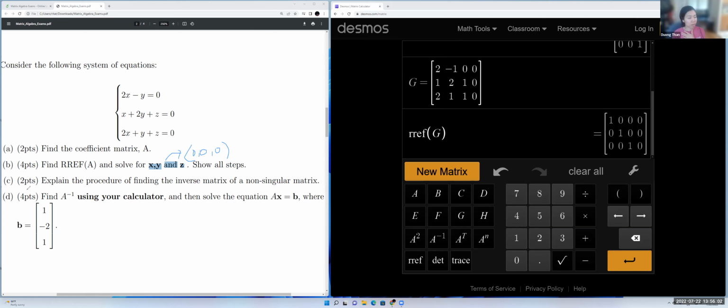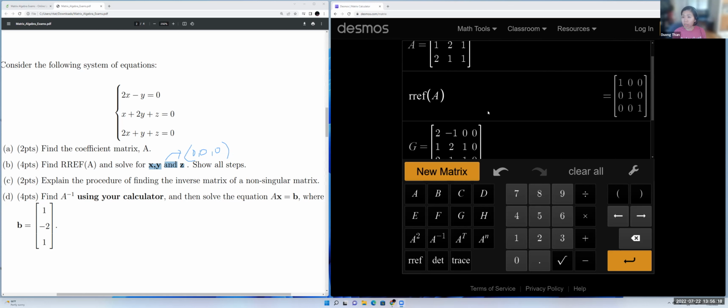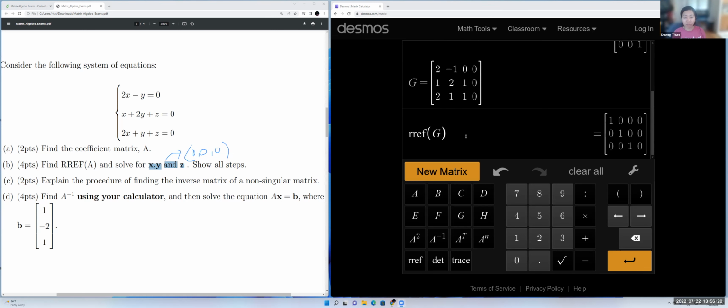Now, the next question asks us to explain the procedure of finding the inverse matrix of a non-singular matrix. As we talked earlier, since the reduced row echelon form of A is an identity matrix, which means A is non-singular, and we can find the inverse of A. The procedure is to come up with a new matrix that contains A on the left side and the identity matrix on the right side.